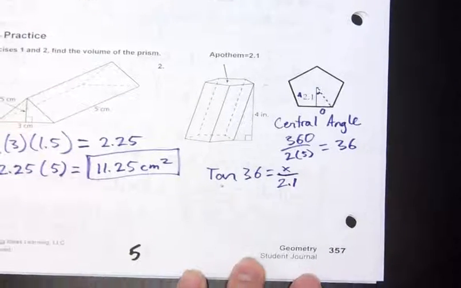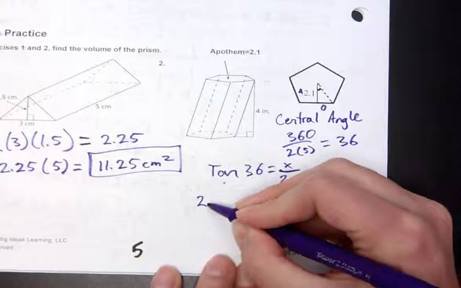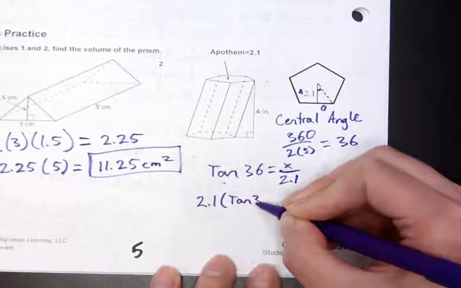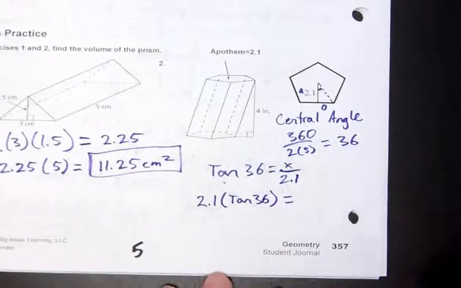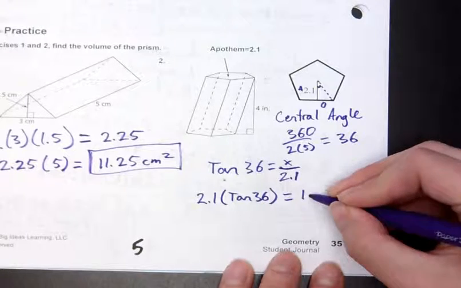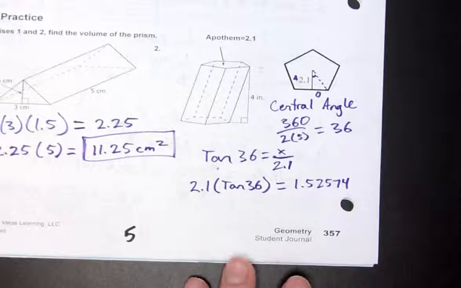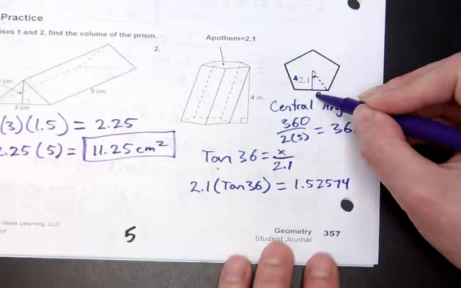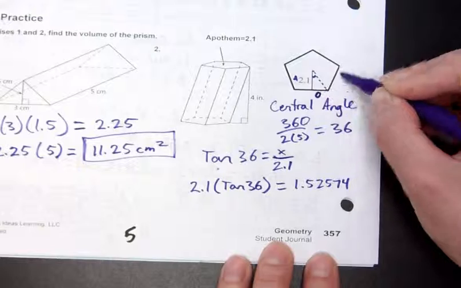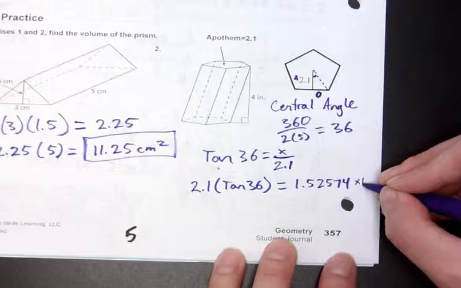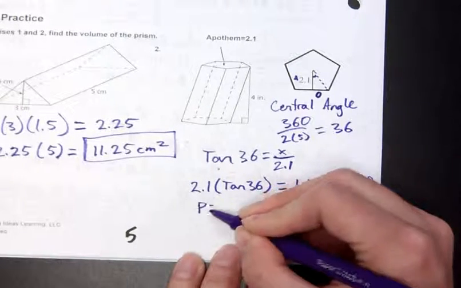Is this a multiply or divide problem? All right, so who can enter 2.1 times tangent 36? 1.52574. Okay, what do I multiply that by to get the entire perimeter? 10. Right, 10. Because that is half a side, so I multiply it times 2 for the whole side, times 5. So I multiply it times 10 to get my perimeter.